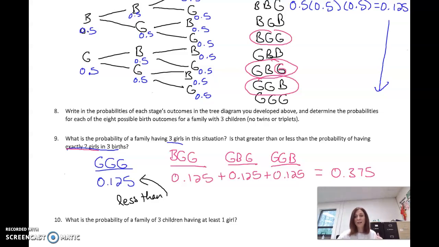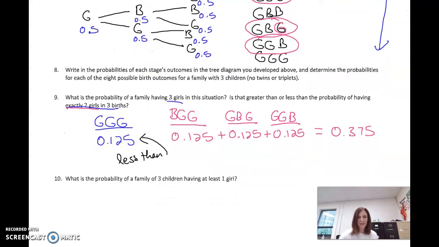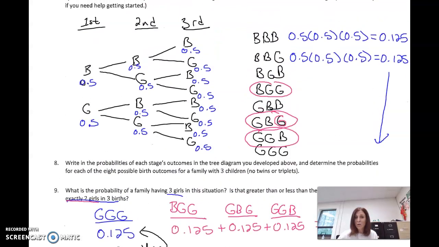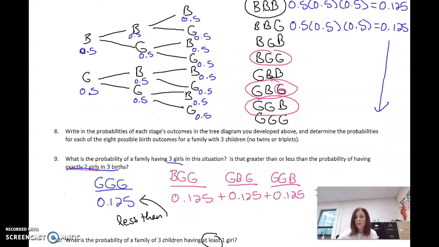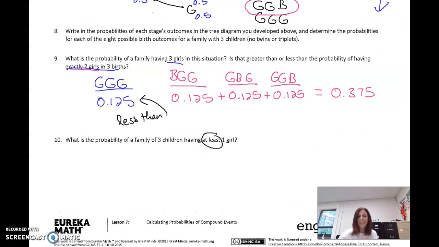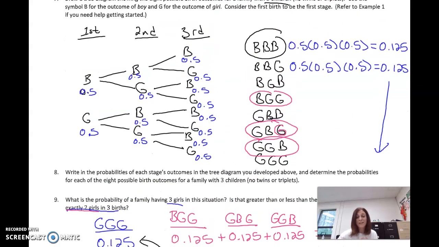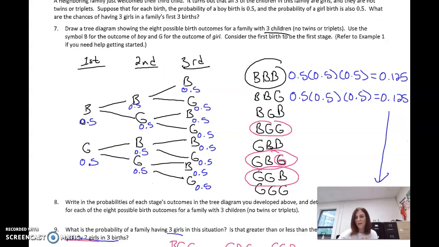Okay. Now look at the next one, the last one, right? Look at the words at least 1 girl. What is the probability that they're going to have at least 1 girl? The only chance that you don't have at least 1 girl is right there. Boy, boy, boy. Everything else has a G in it. So remember, instead of adding all of these up, you could add up 0.125 7 times, or we could say, you know what? I know they all have to add to 100% or 1. I can just subtract off the one that doesn't have any girls. 0.125.